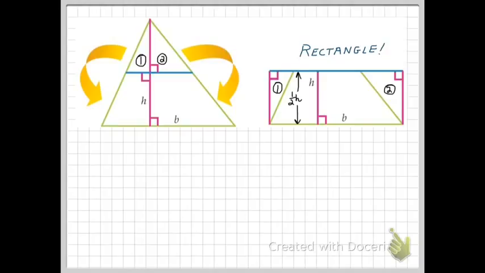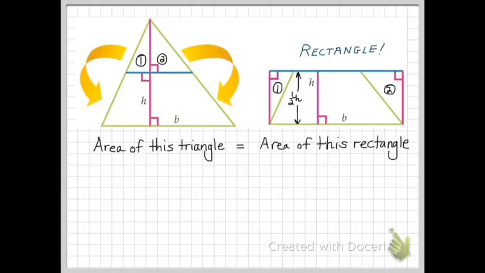The width of the rectangle is half the height of the triangle. But why are we doing this? It's because we already know how to calculate the area of a rectangle. So what we need to realise here is that the area of this triangle is exactly the same as the area of this rectangle.